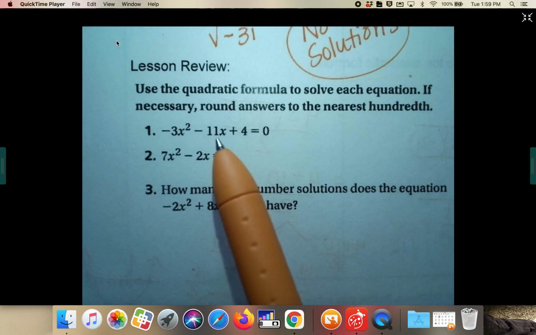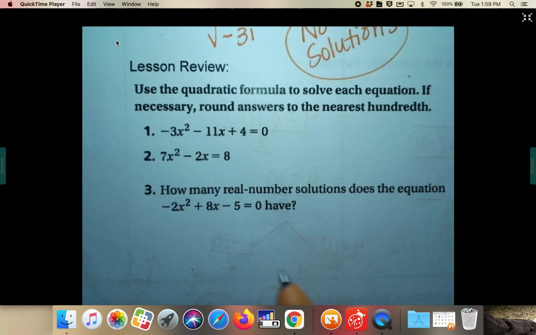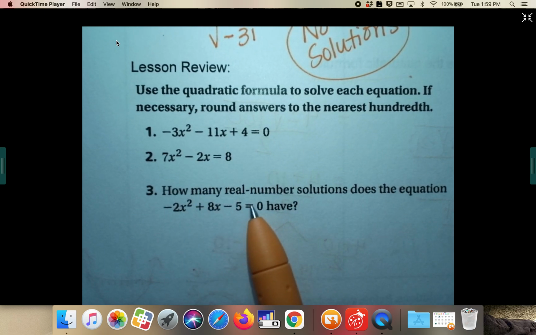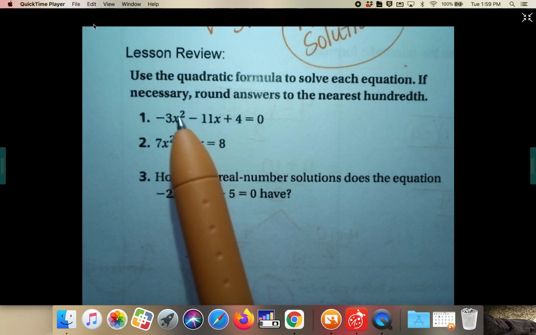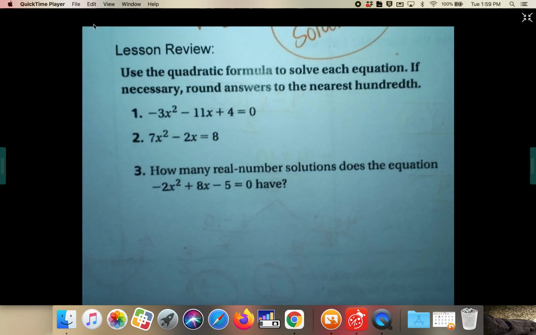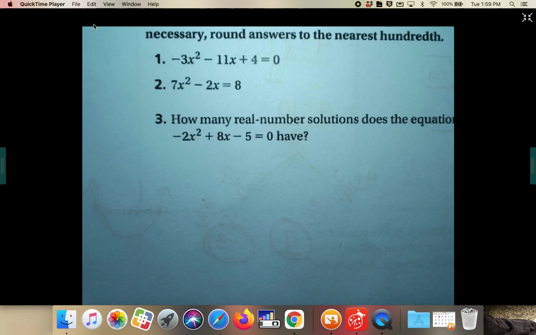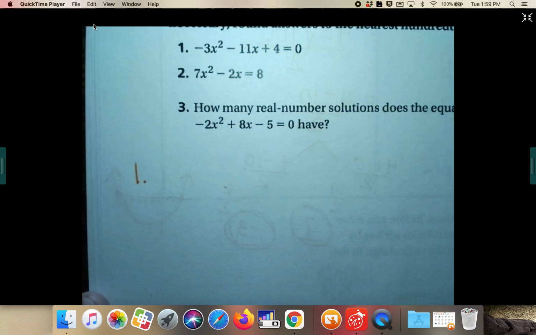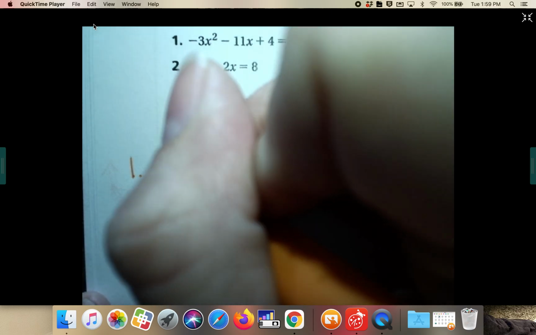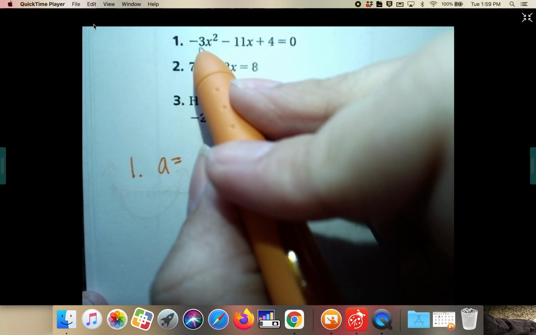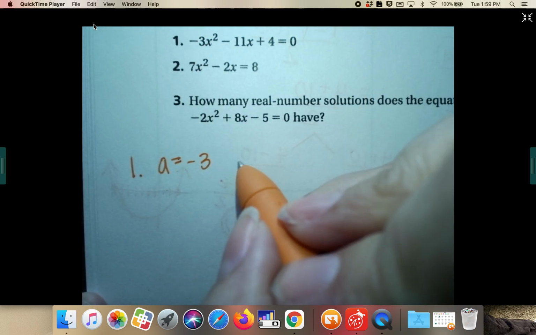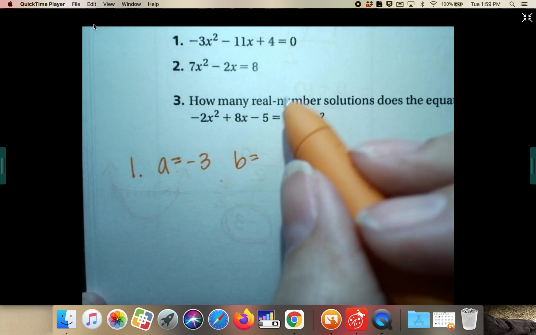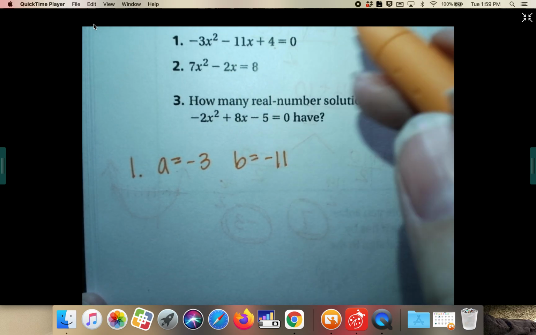All right, let's move on to our last little bit, which is our lesson review. We get to do the quadratic formula twice and tell how many solutions this is going to have based on the discriminant. So let's just start in. Number 1, this is going to take up some room, so write tiny on these. I'm going to write what my A, B, and C are. My A is -3. My B is -11. My C is 4.